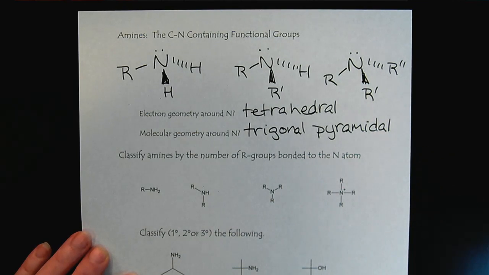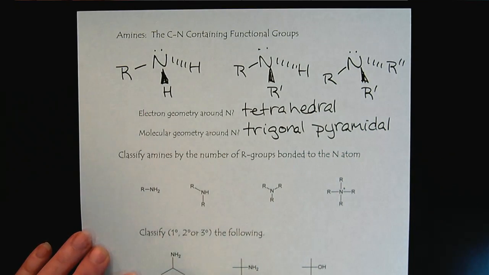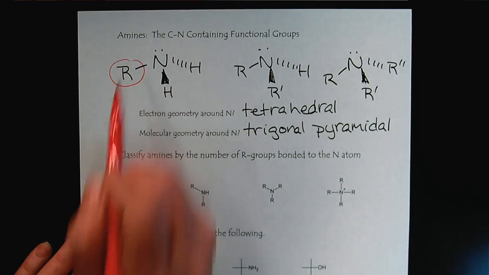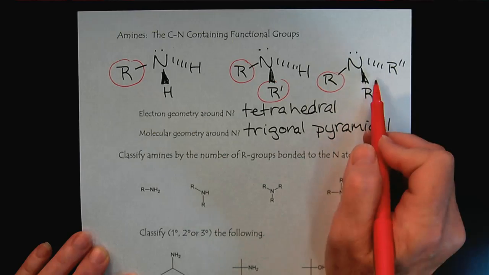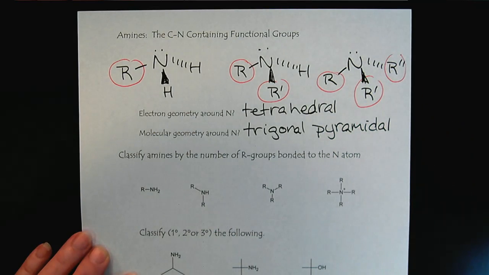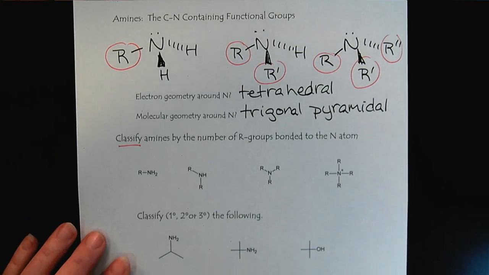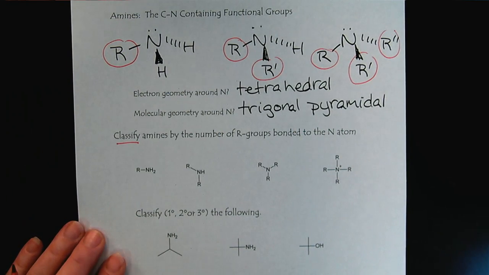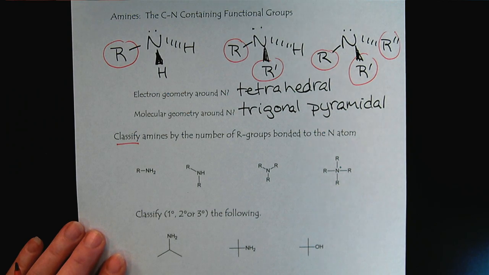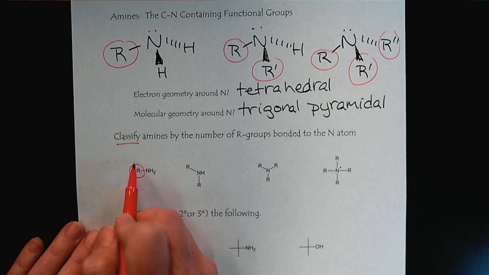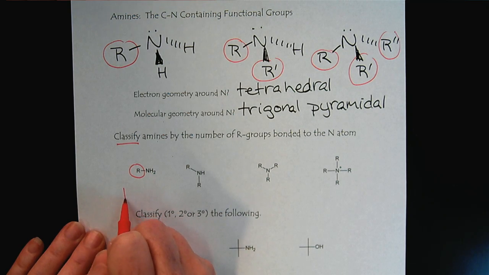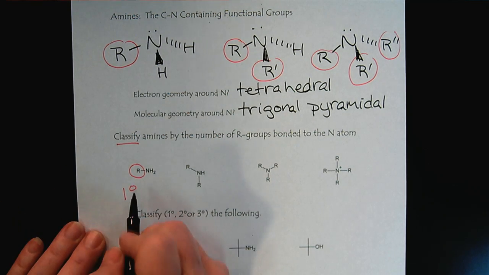Now, because the nitrogen has the ability to bond to 1, 2, or 3 different carbons, we want to classify amines so that we can distinguish between them. This classification is different from alcohols because nitrogen and oxygen have different bonding patterns. So here we can see in this first example with 1 R group, we would describe this as a primary amine.